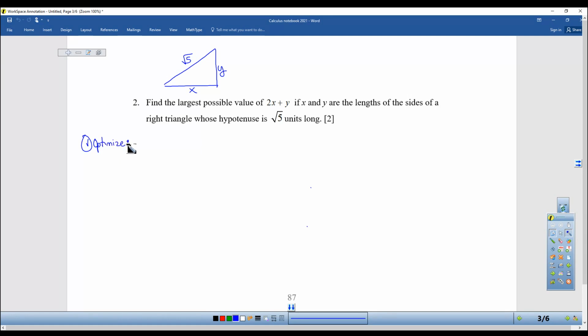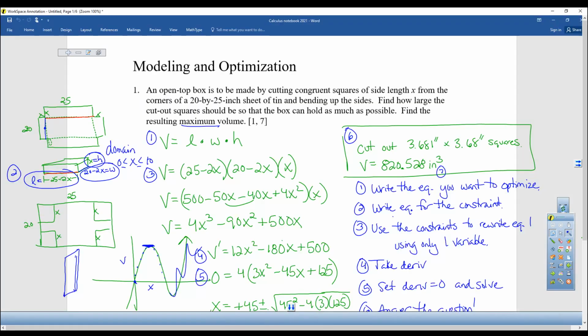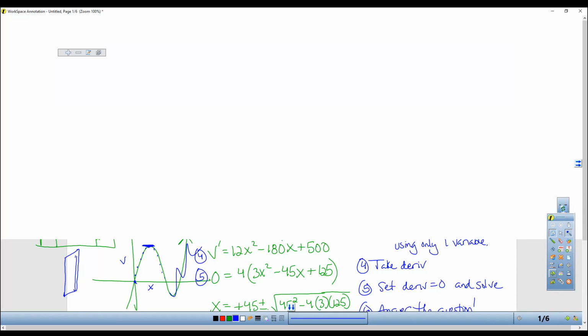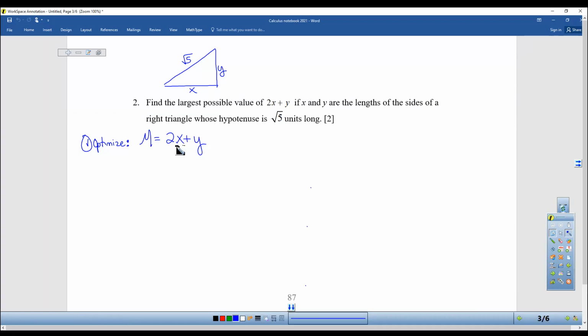Well, in this case, they told you they want you to optimize 2x plus y. So I'm just going to call it m. Last time we called it v because we were doing a volume. This time I'm going to call it m because they didn't tell me what it is. I'm just trying to maximize, so I'm going to use m for maximize.